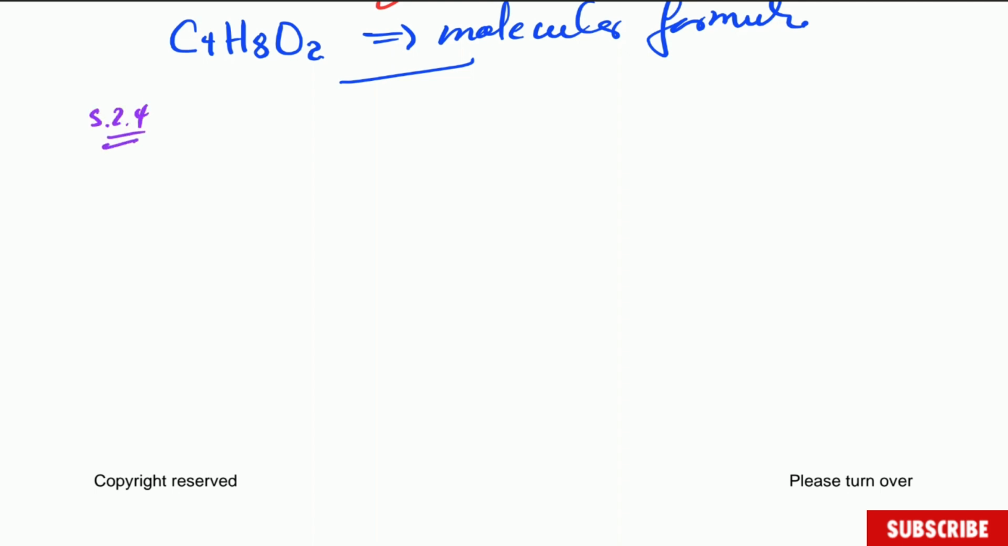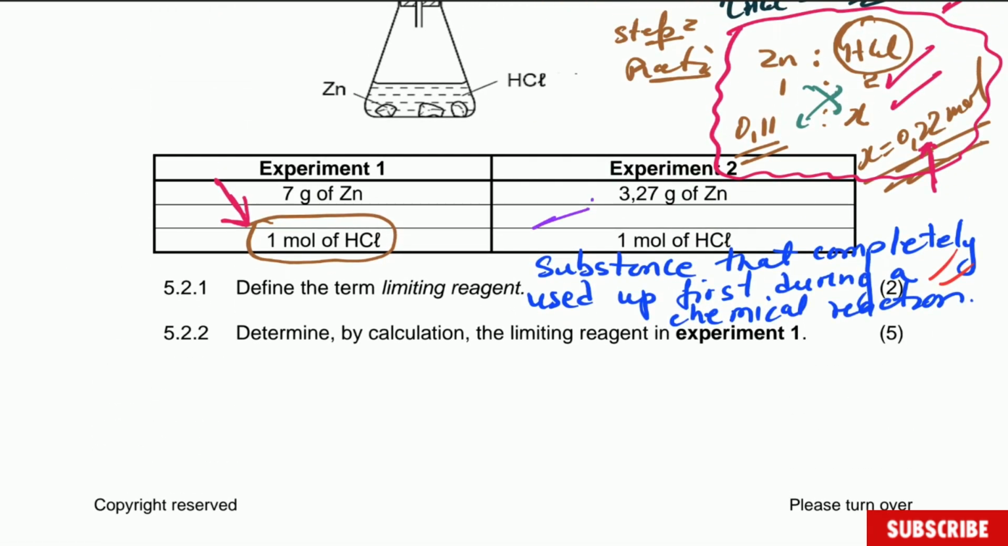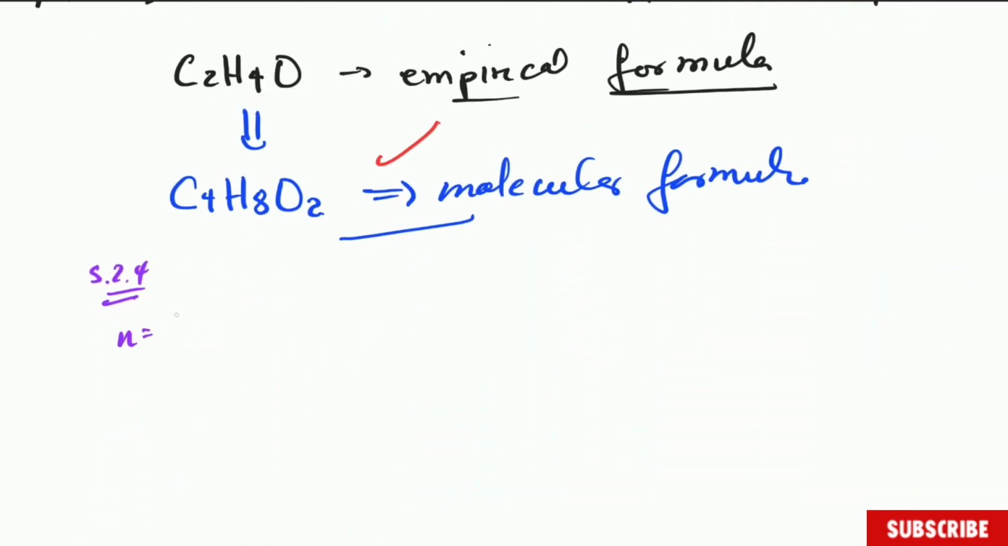They say experiment 2. So the first thing we have to do is to calculate the number of moles of the limiting reagent in experiment 2, which is the zinc. So here we go, and we say number of moles is equal to mass divided by molar mass. What we have is the mass in the question, and the mass is 3.27 divided by the molar mass of zinc, which is 65. I'll show you how to do it in the periodic table, and we get 0.05 moles. Okay, so this is the limiting reagent.